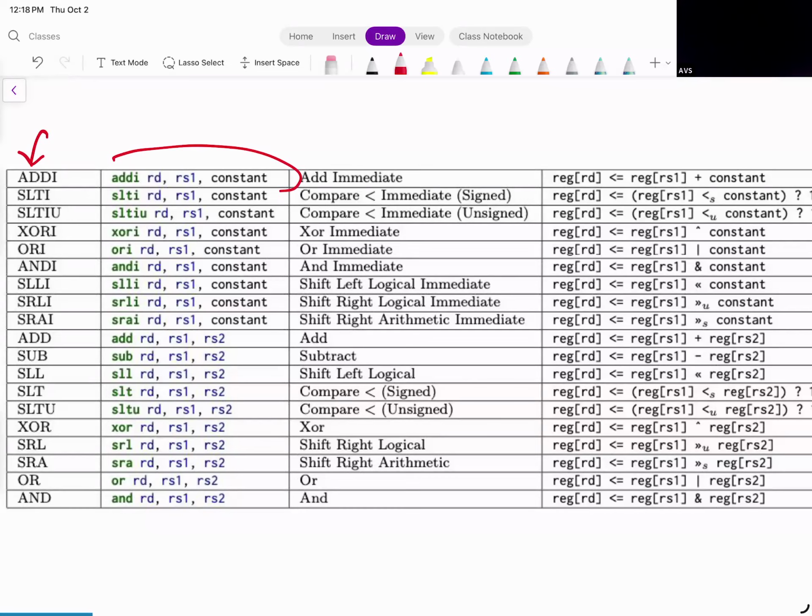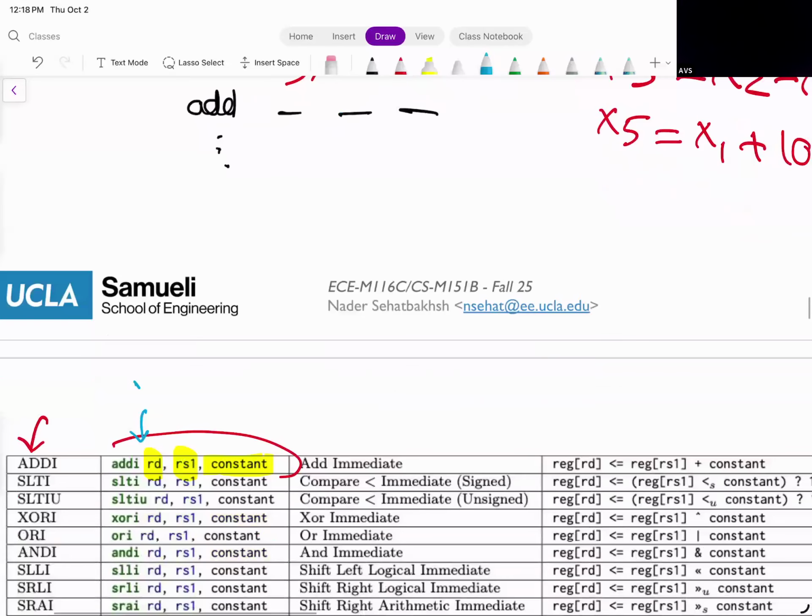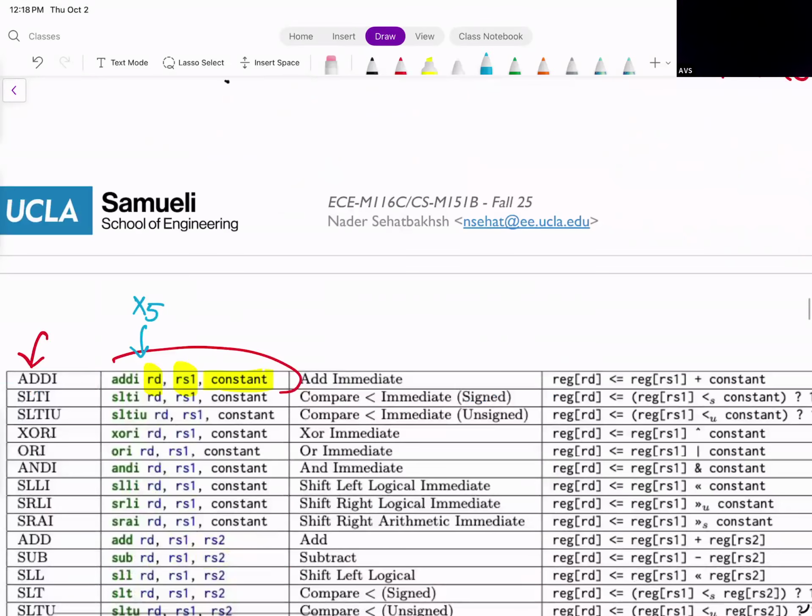For example, addi takes a register RD, another register RS, and a constant number. In the example that I gave you, this is your x5, this is your x1, and this is your number 10, right? Immediate and constant are the same thing, so we use these words interchangeably. RS1 is register source 1. Since this takes one register source and one immediate, you only have RS1.